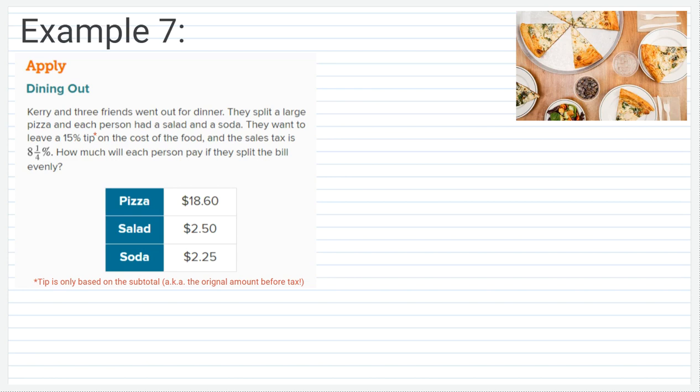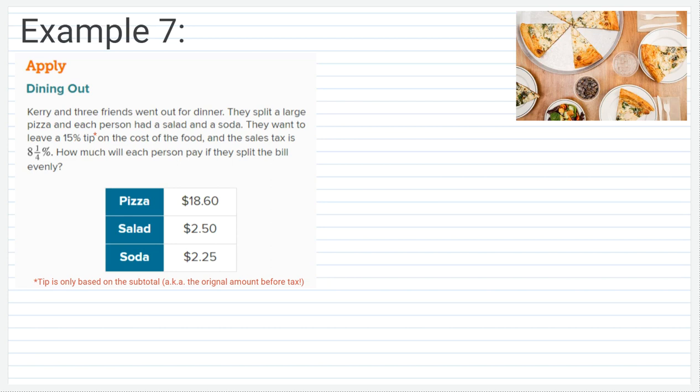And just as a reminder, tip is only based on the subtotal. So again, it's just on the cost of food. It's the original amount before tax. So tax is going to be priced separately. So before we can even figure out the amount of tip or even the amount of tax, we need to figure out how much our subtotal is, how much it is before the tip and the tax.